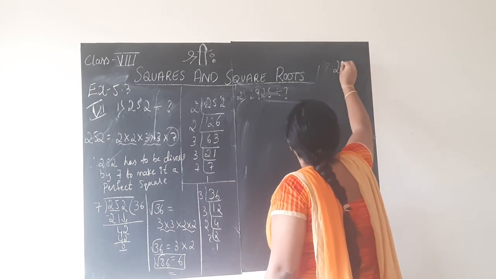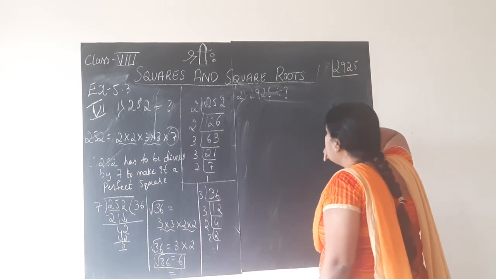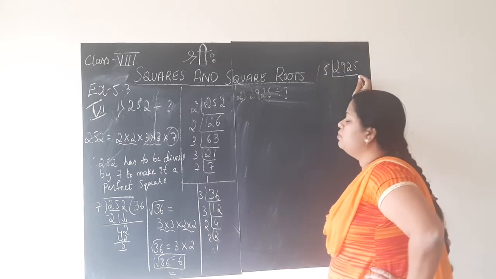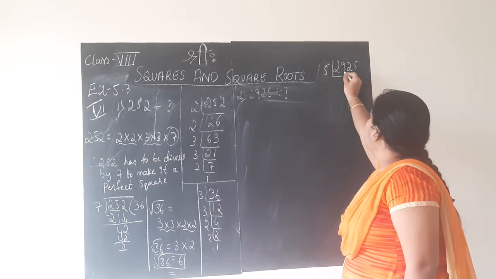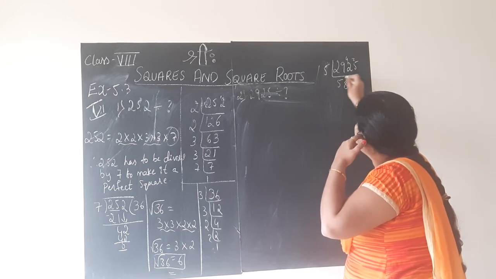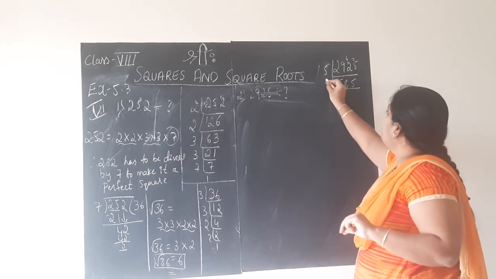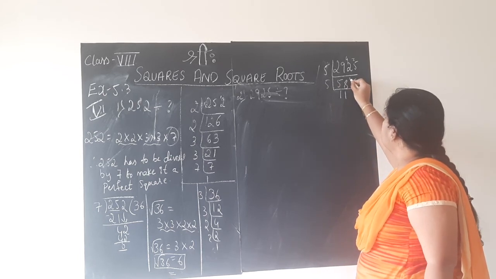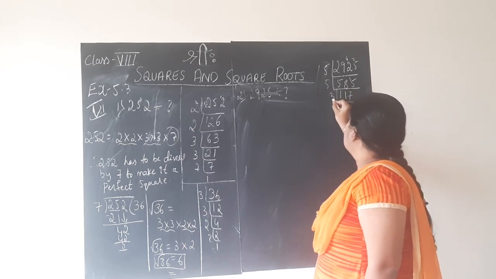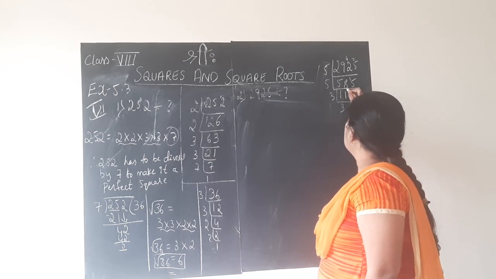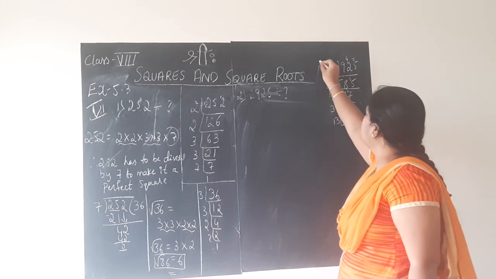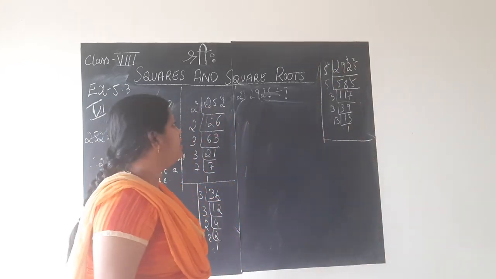Here also you should find out by what number 2925 has to be divided in order to make it a perfect square. Look, children, in the unit's place we have number 5. When we have number 5, you can believe that the number will be divisible by 5. So 5 5s are 25, 5 8s are 40, 5 5s are 25, clearly divisible. Now 117 is not divisible by 5, so try 3. 3 3s are 9, 3 9s are 27, and we got 13. 13 is a prime number, so it is divisible by itself only.